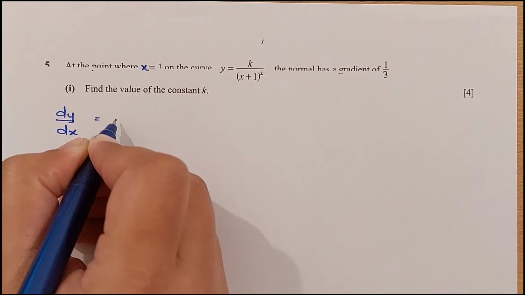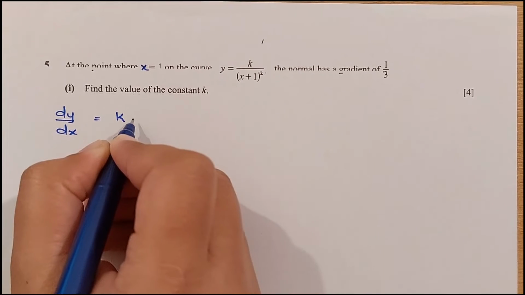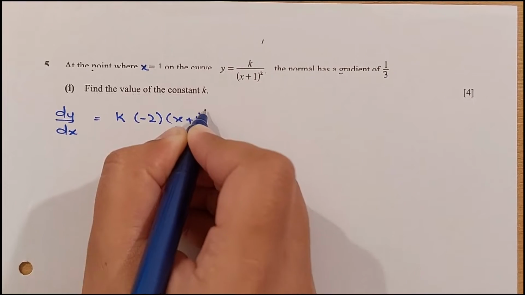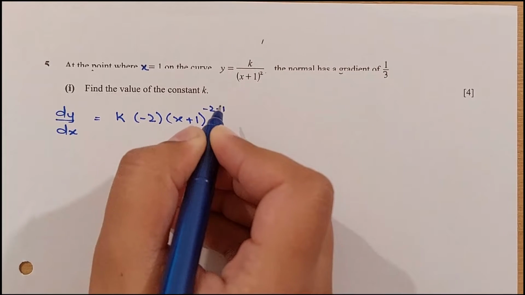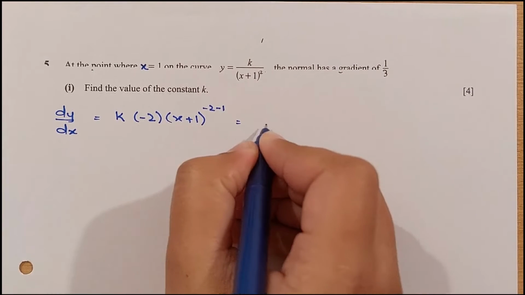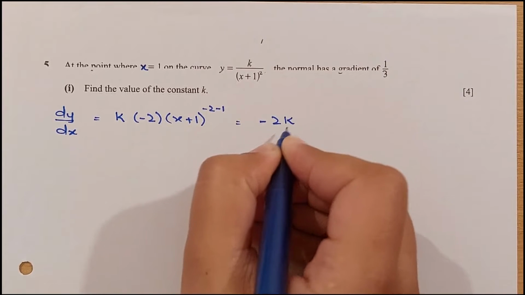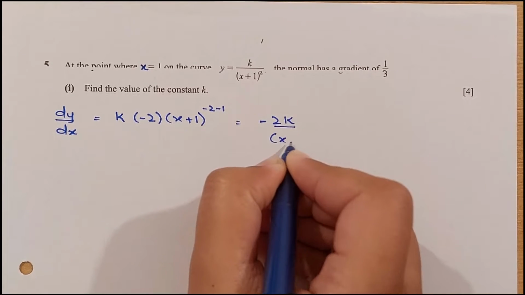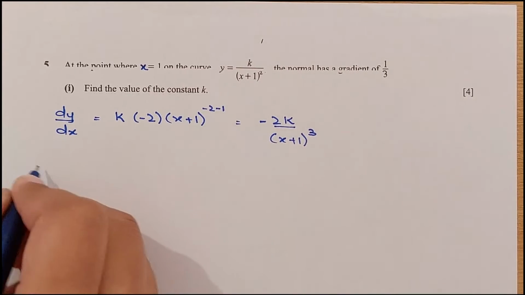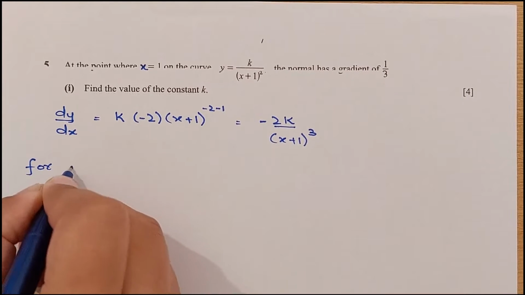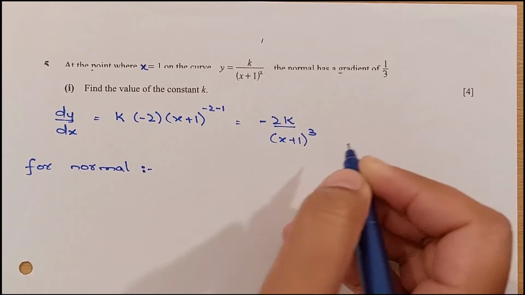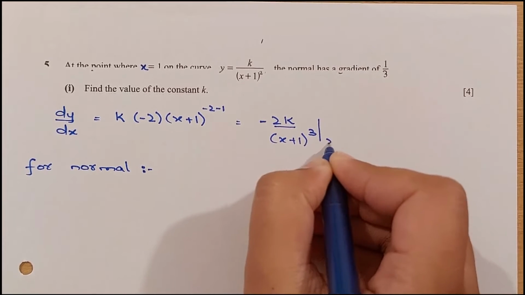So the derivative of the curve is, we can say k is a constant. We do the power rule, so we do minus 2 (x plus 1), the power is minus 2 minus 1. And the derivative of x plus 1 is just 1. So we can say minus 2k over (x plus 1) whole cube, right? So this is the gradient, and for the normal, the gradient of the normal is the reciprocal, right? So we have to find it at x equals 1.